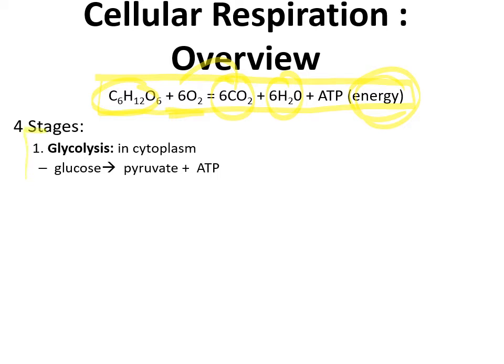The first one that we are looking at in this video lesson is glycolysis itself. And so this is the very first part. This is taking glucose and converting it into pyruvate, and we will get a little bit of this ATP energy out of it.